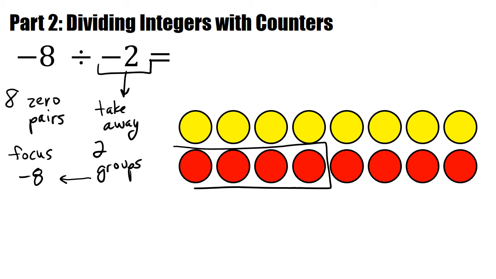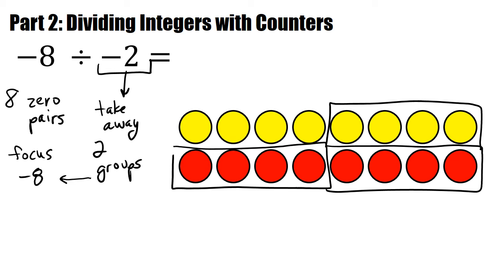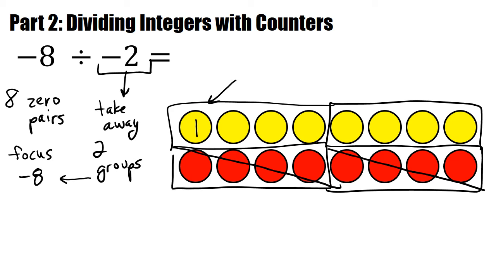So let's go ahead and make our groups here. We need to take away the 2 groups of the negatives. So take away our 2 negative groups. Now we need to figure out how many are in one group here. Let's count how many counters are in one group. We have 1, 2, 3, 4, and they're yellow, so it's going to be +4.